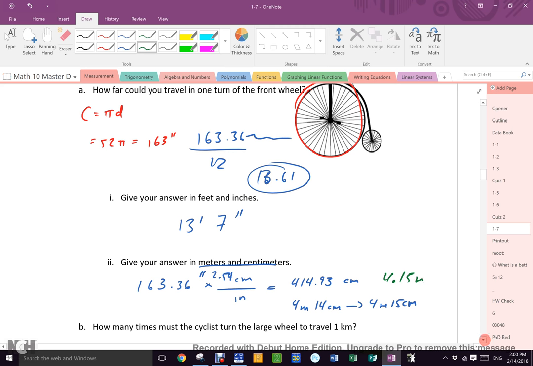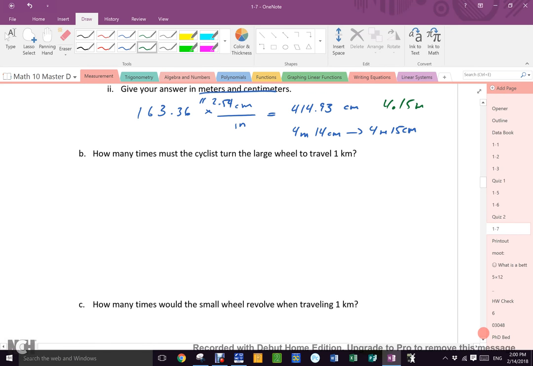Okay, great. If I want to go a kilometer on my bike, my penny farthing, how many times have I got to turn those pedals? I know I'm going to go 4.15 meters per turn. How far do I want to go? 1 kilometer. Which is? 1,000 meters divided by 4.15. How many times do I got to turn that wheel, Louis? 241 pedals to turn that far.